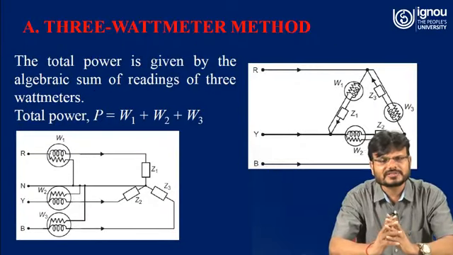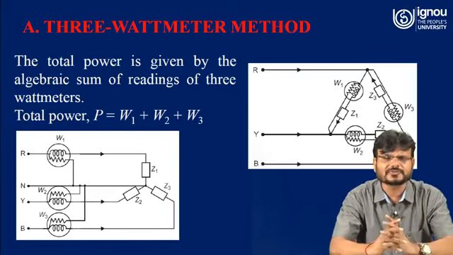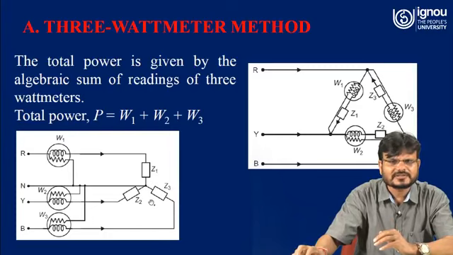Now we are going to discuss in detail. The first method that I told you is the 3 wattmeter method. Here you can see a star system which has loads Z1, Z2 and Z3. Between the R phase and neutral the impedance is Z1, between the Y phase and neutral the impedance is Z2, and between the B phase and neutral the impedance is Z3.